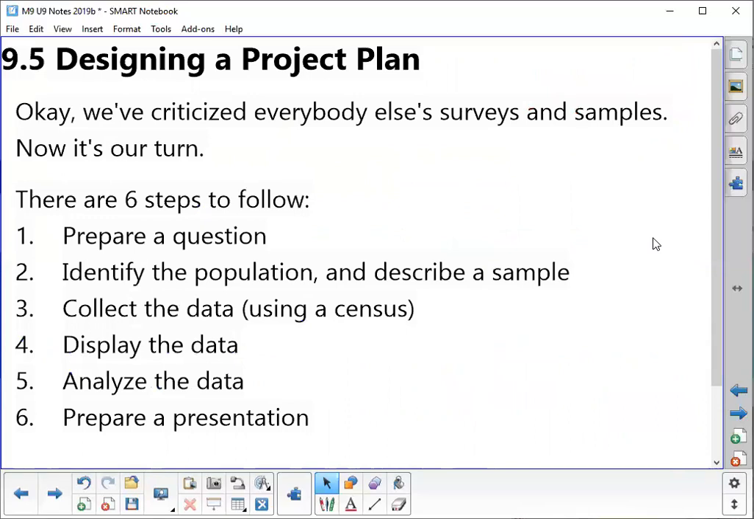This is the final project for the unit that you would be doing if we had 1 more week, but we don't. So you will not be doing this design a project plan. You will have a little bit less.